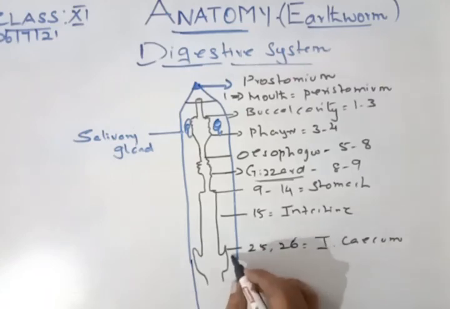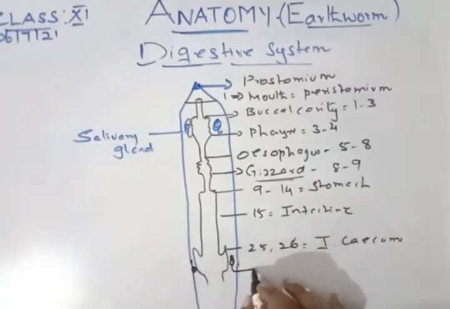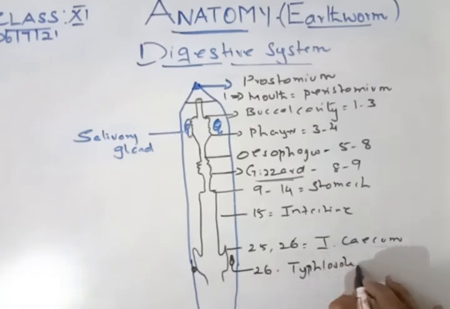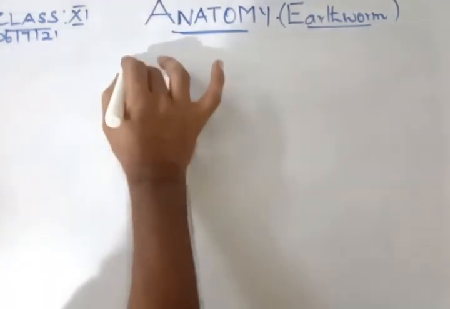And then it is having another structure like this close by, and this is on the 26th segment, and this is called typhlosole. And the typhlosole is always involved in increasing the absorption area. So this is the entire digestive system of the earthworm. And the next one is the respiratory system of earthworm.